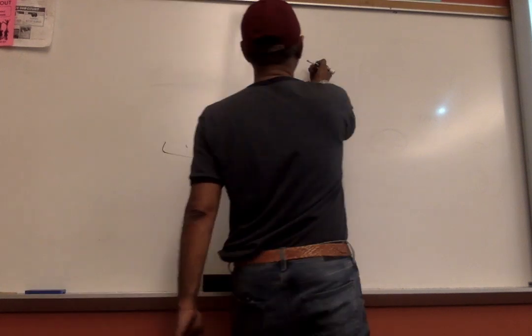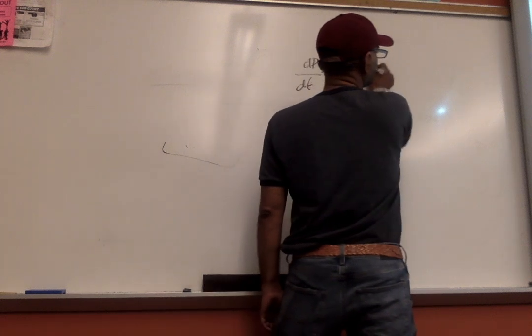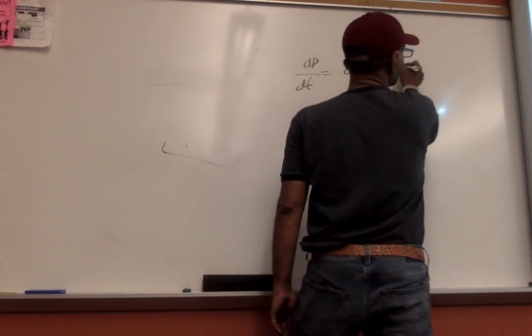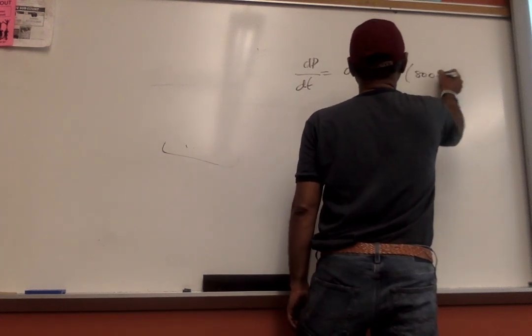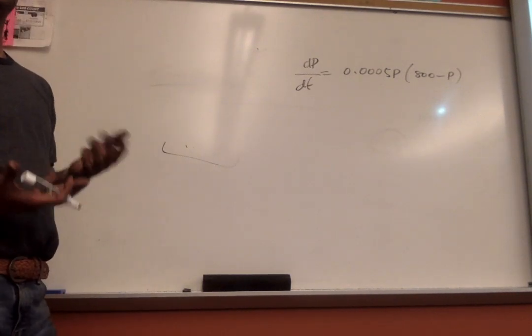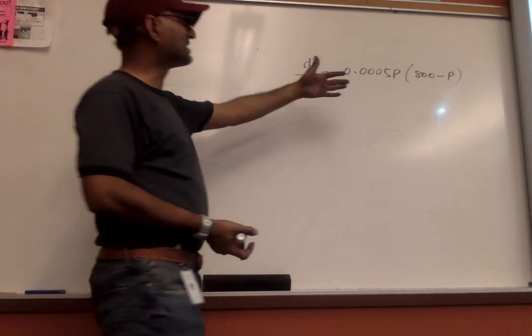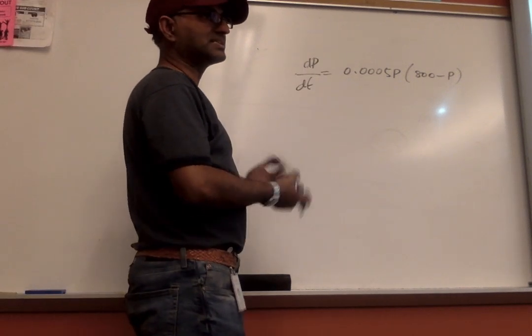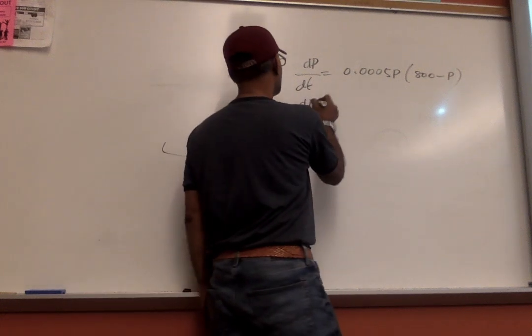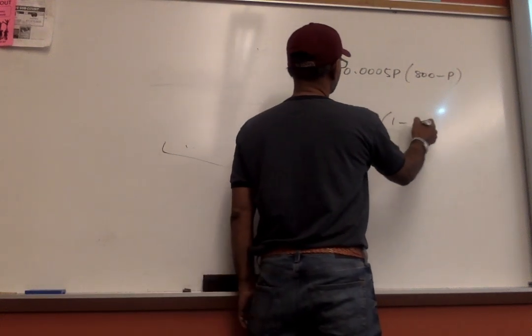So it says dP over dt equals 0.0005 P, 800 minus P. The question basically talks about carrying capacity and K. Is that clear? So let's find them. When they give you decimals like this, it is smart to write the formula. So who remembers the formula? kP times (L minus P) over L.